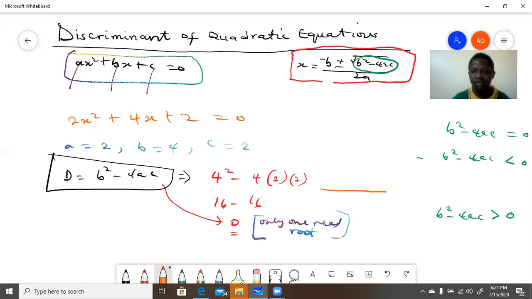So our graph will be like this. This is the x-axis. Since it has only one real root and the coefficient of x squared here is positive 2, it's going to face up, and it's going to touch the x-axis at a point. This is the type of graph you are going to have for that.